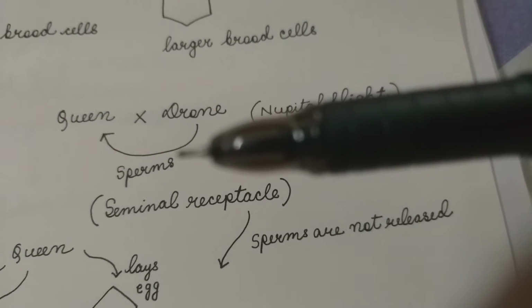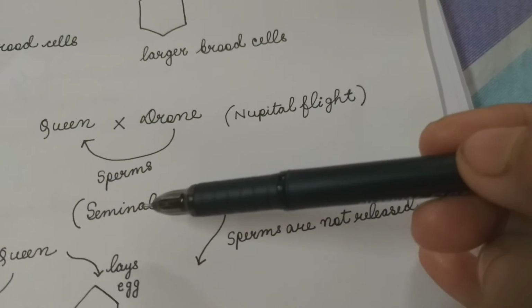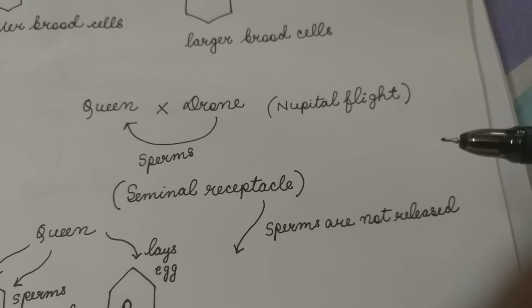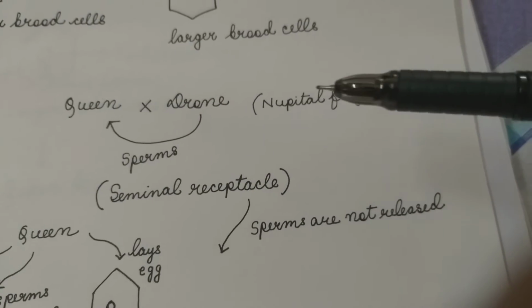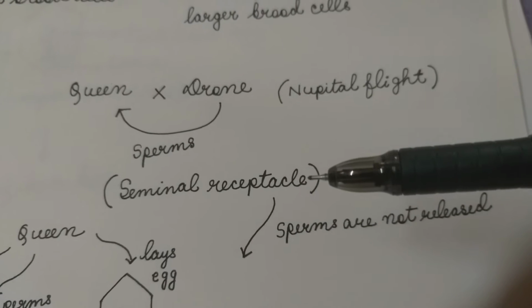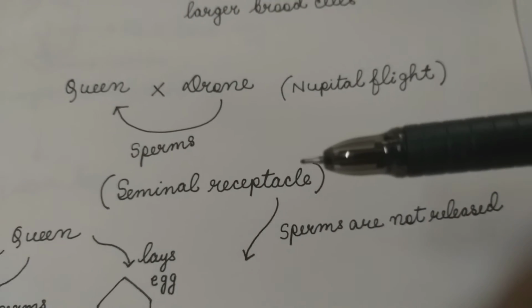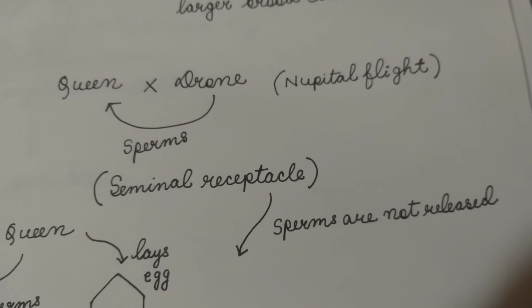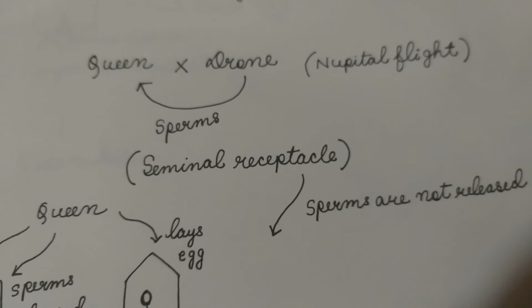The sperms are stored in the seminal receptacle of the queen inside the body. The sperms which are introduced by the drone during nuptial flight are stored in the seminal receptacle inside the body of the queen. The eggs are already present in the ovary. Now the queen comes back to the beehive and begins to lay eggs.